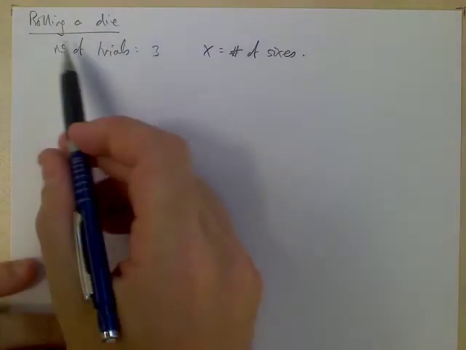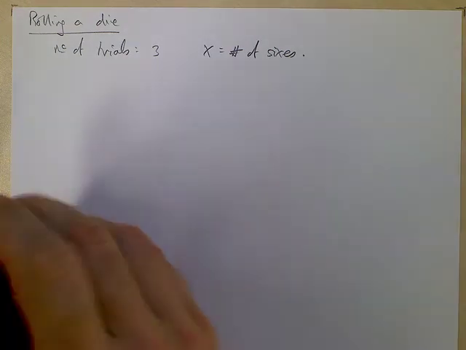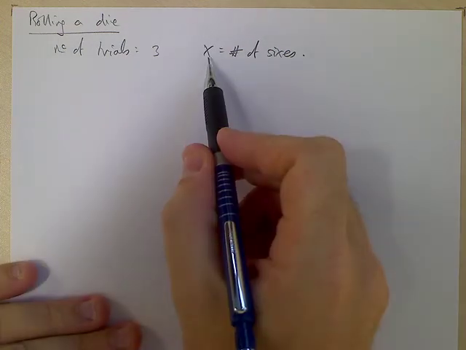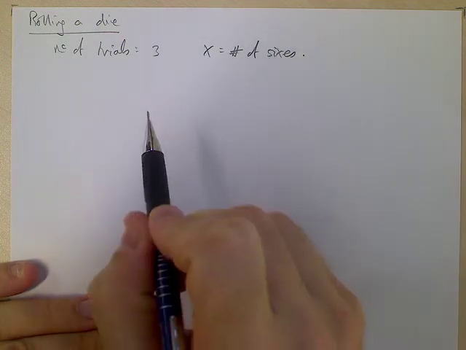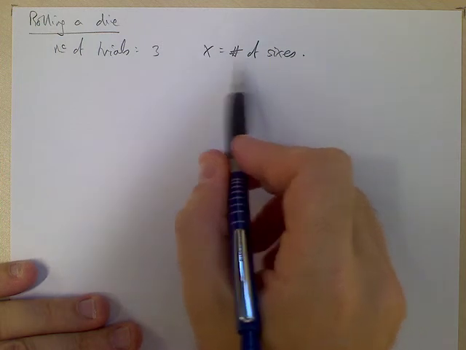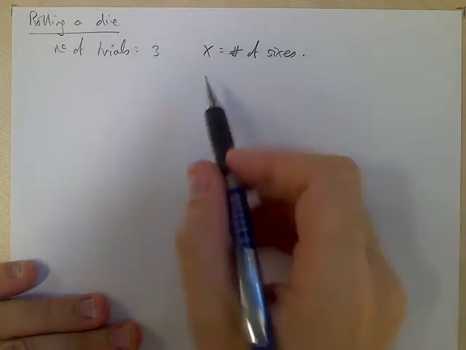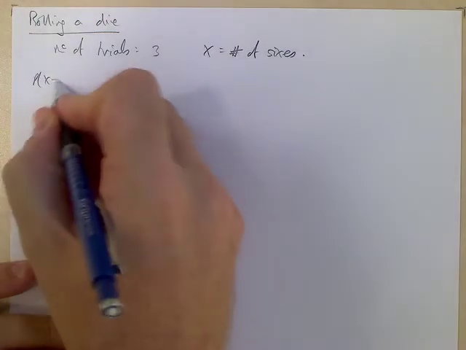Onto the rolling a die problem. Again, I've got a number of trials of 3 in the first instance, and my discrete random variable here, x, is going to count the number of 6s. So this time, the thing I'm interested in is the number of 6s, before it was the number of heads. In this case, probability x is 0.